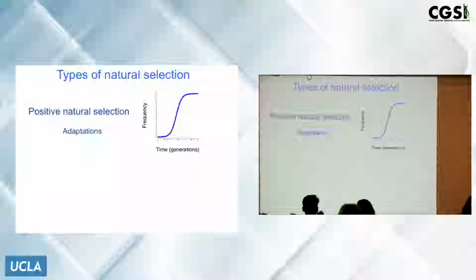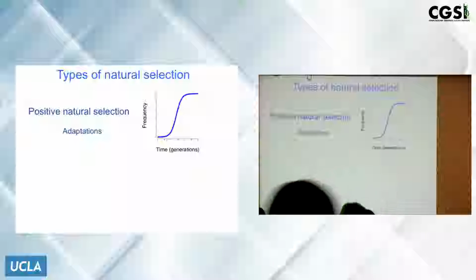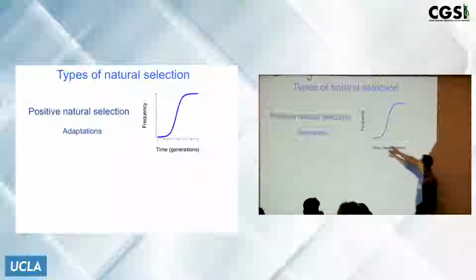That is to say, individuals with a particular mutation may have more children than individuals who don't carry that mutation. And that's an example of something that we call positive natural selection, where a beneficial mutation arises in the genome, and if it becomes established, it goes on to reach high frequency in the population.